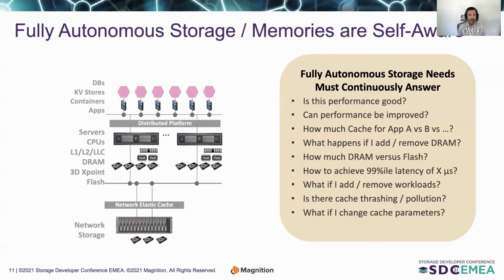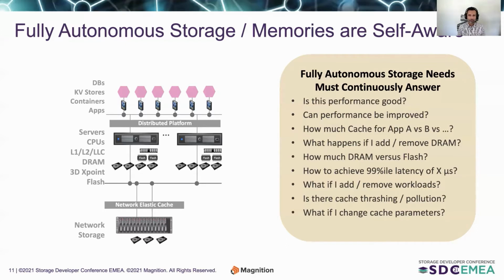oftentimes hidden in plain sight. A fully autonomous system that manages a memory hierarchy like the one I've depicted, or a simpler or more complicated one, has to be self-aware to continuously answer many different questions in those OODA loops, to maintain the integrity of the system, the QoS constraints, as well as the cost and performance of the system. I've listed just a small number of them. These particular ones are oriented more towards performance, which is an area of focus for me, so there's a little bit of a bias there, but we can easily talk through the durability, availability, and other constraints in storage systems.